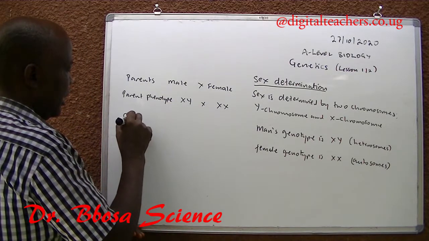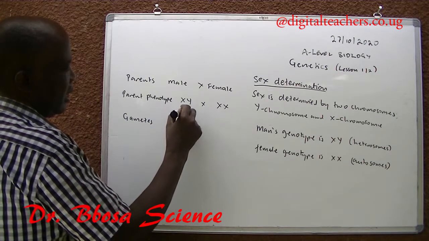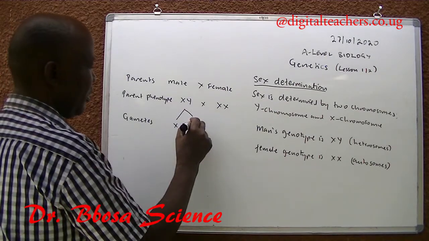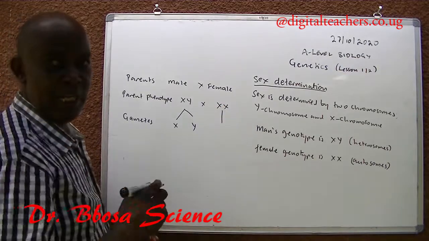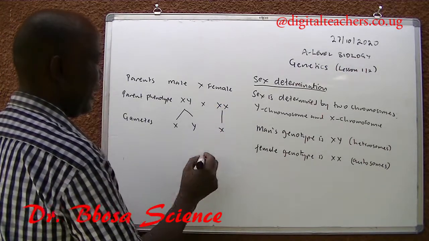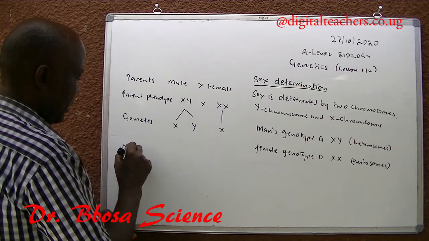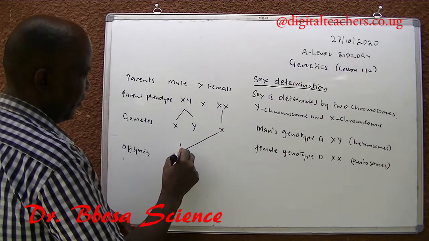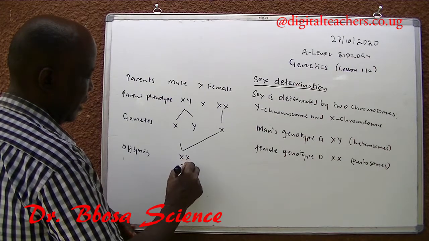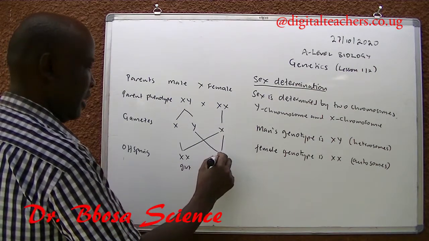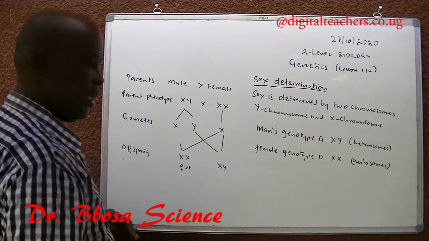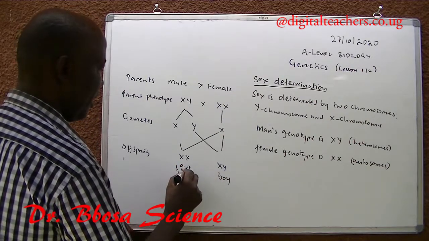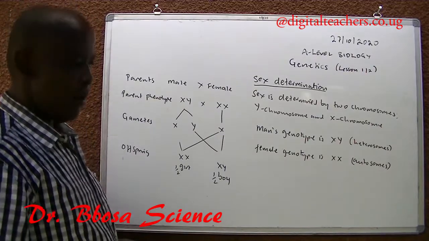Then gametes, a man can either produce gametes with X or gametes with Y. A female produces similar gametes, each one with X. So the offspring, then we have XX, which is a girl, or XY, who is a boy. So the chances of having a girl or a boy are half and half.